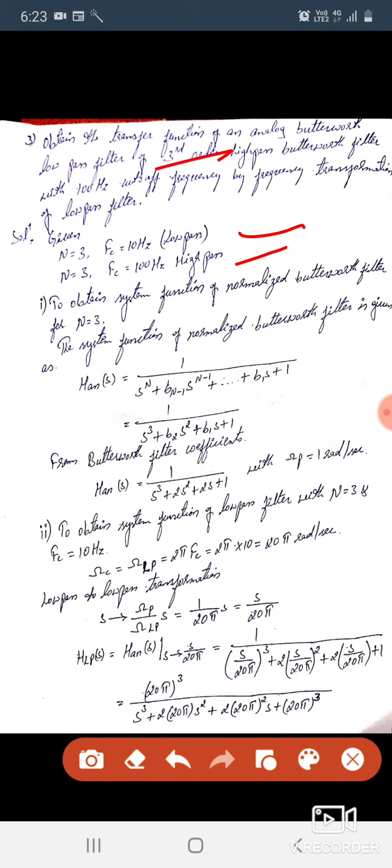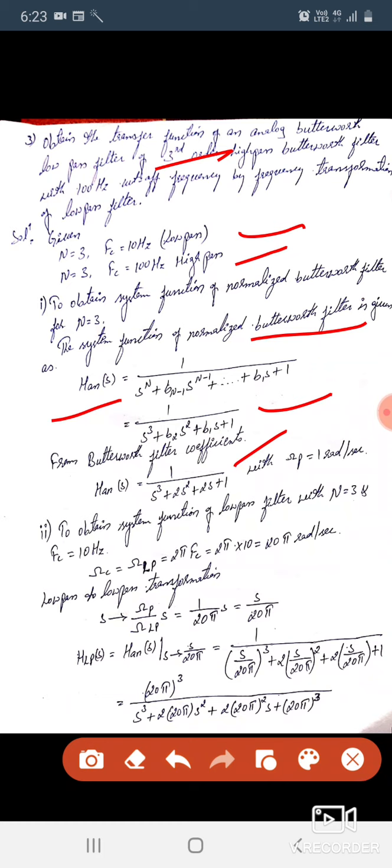Then use your H_n(S) for the Butterworth filter. It's going to be taken as 1 divided by S raised to n plus B_(n-1) S raised to n minus 1, and so on, plus B1 S plus 1. This is going to be solved based on the table. I think I shared it. If I have not shared it, I will share how you are going to choose this.